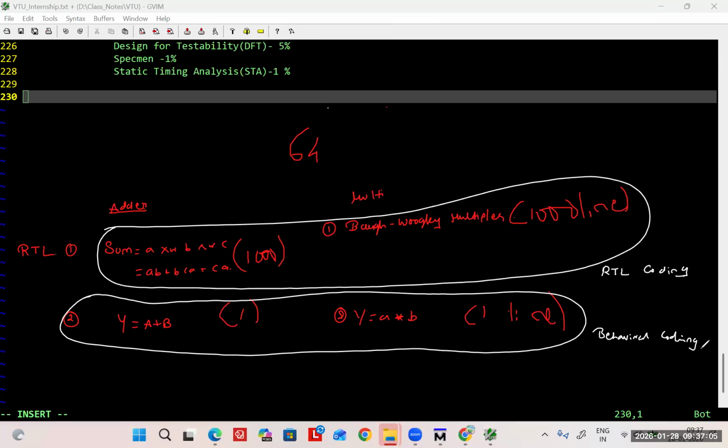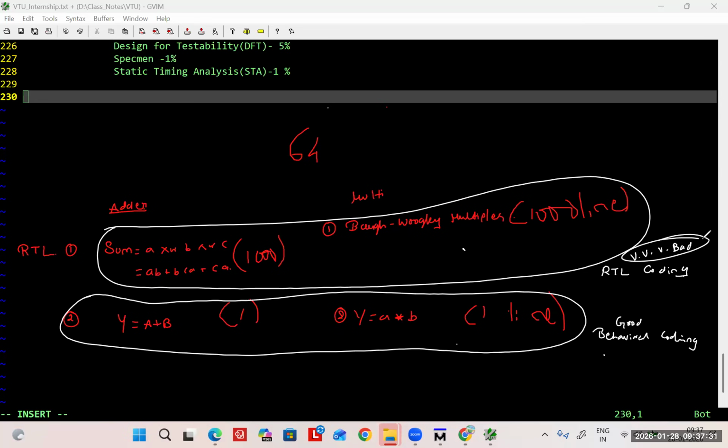If you want RTL coding, go for your first one. If you want a behavioral model, this is called behavioral code. Now you can ask when to use RTL and when to use behavioral. From a coding perspective, this one is good. This one is very, very bad.